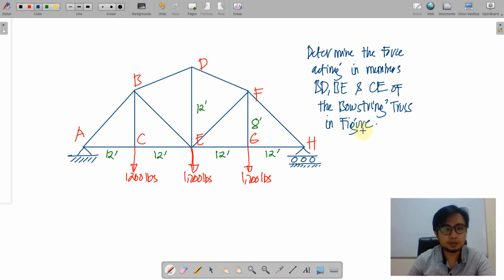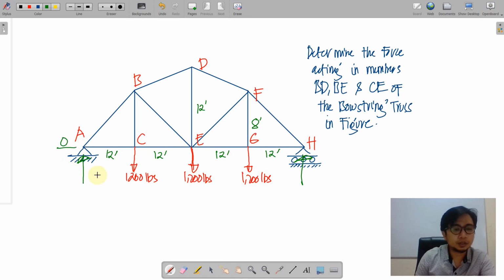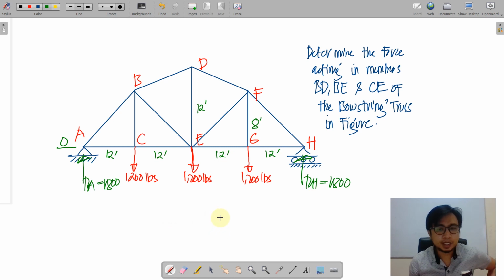So the first step, of course, is to determine the reactions. This is symmetrically loaded, so 1,200 will just be multiplied by 3 times 3, and then divided by 2, because it is only shared by these two reaction forces here. Obviously there will be no horizontal force there. That is RA and that is RH. Each of those will have 1,800 as a reaction.